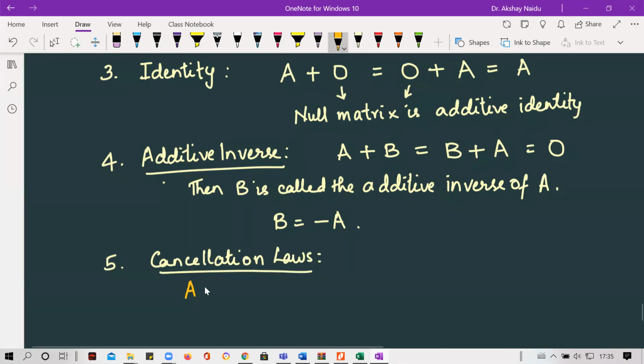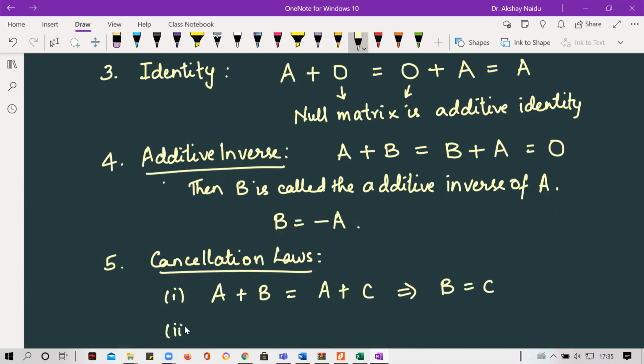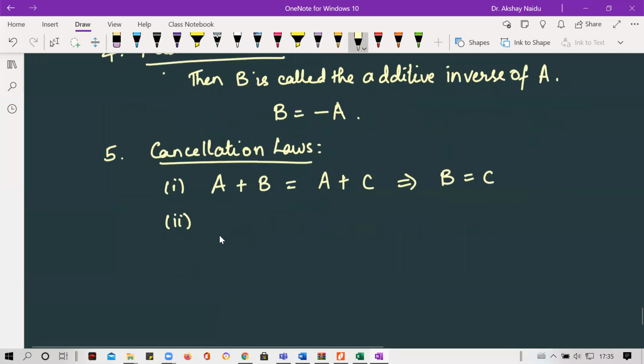Cancellation laws: if A plus B is equal to A plus C, this implies B equals C. So we can just cancel off A. Suppose we have A plus C is equal to B plus C. This is the left cancellation law, the first one. The second one is the right cancellation law.